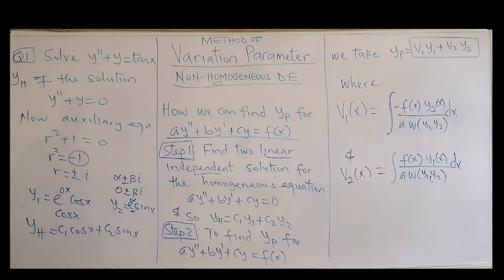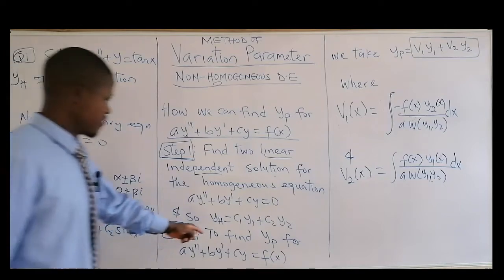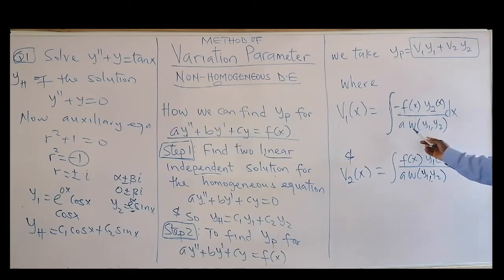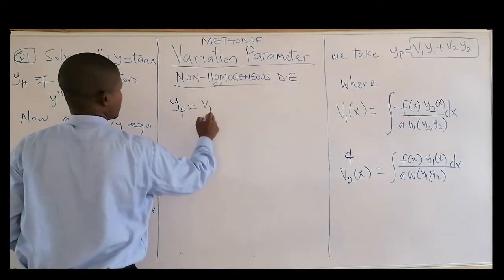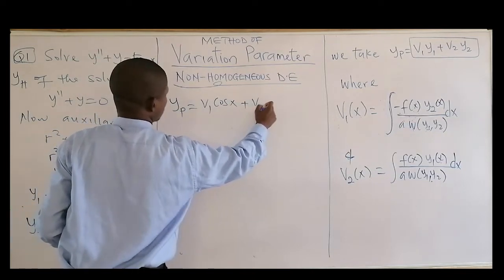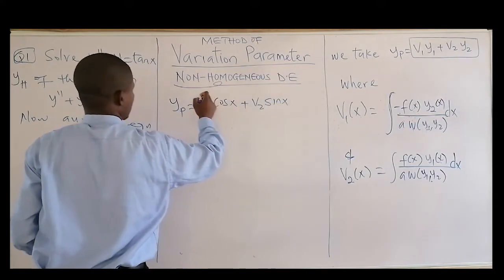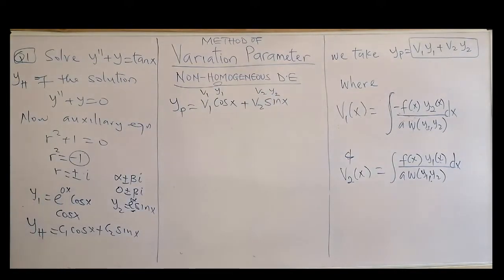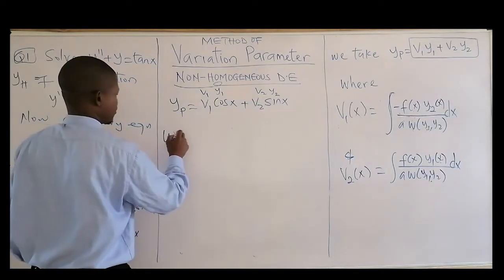Then the next thing to do to find the yp, you need to get the Wronskian. I didn't even mention that. So we use the Wronskian of the linearly independent solutions of the homogeneous equation. We're going to do that right away. yp is B1 y1, which is cos x, plus B2 y2, sin x. Yeah, B1 y1 plus B2 y2.